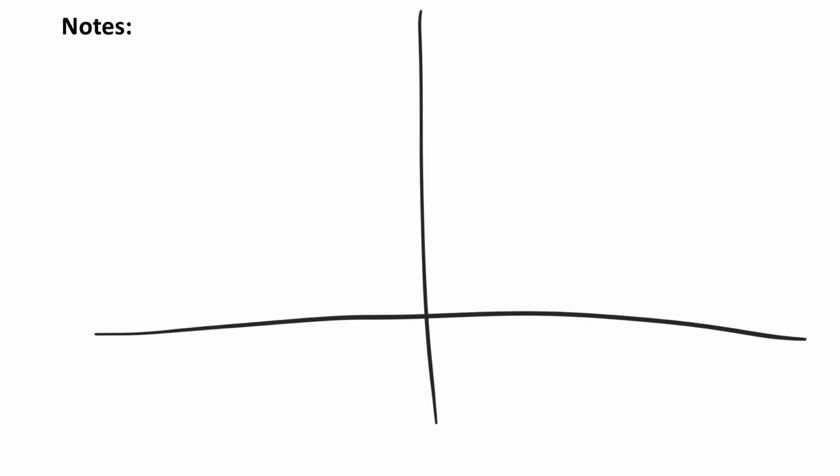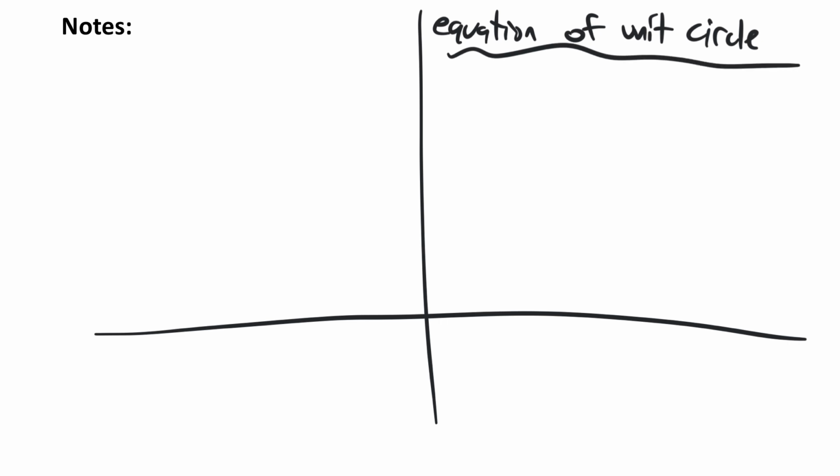All right, let's go ahead and take some notes on this. So here we are working with the equation of the unit circle. So that's our new concept that we learned today. We learned that it's x squared plus y squared equals 1. And I mean, that's about all there is to it. So let's do an example.